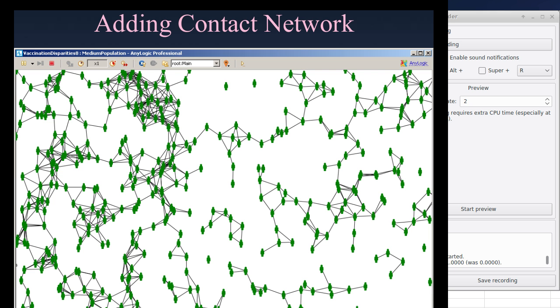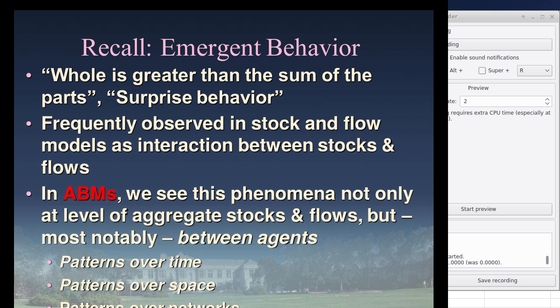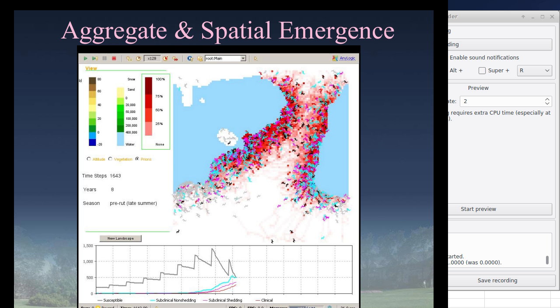In addition to these dynamics within an individual, we'll have means of interaction with their environment. In this case, it's networks. We'll place them in a network. And we may place them in a geographic context as well. This is from a simulation of chronic wasting disease in Saskatchewan among the mule deer.